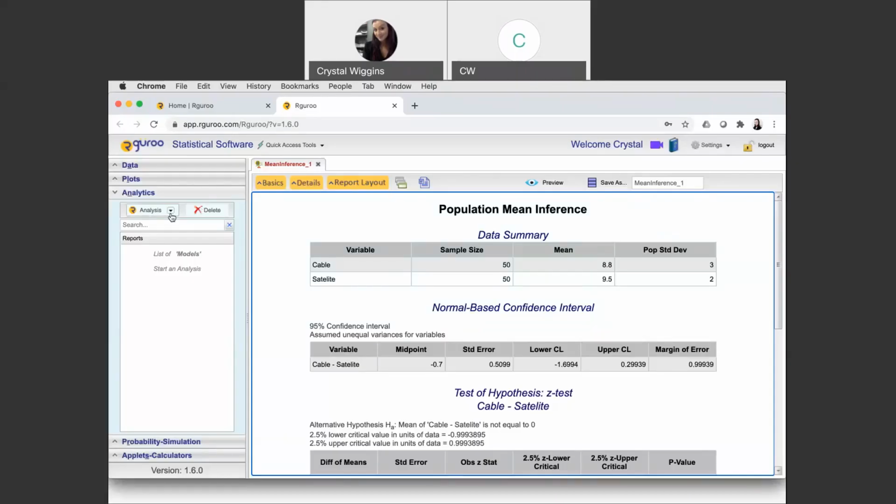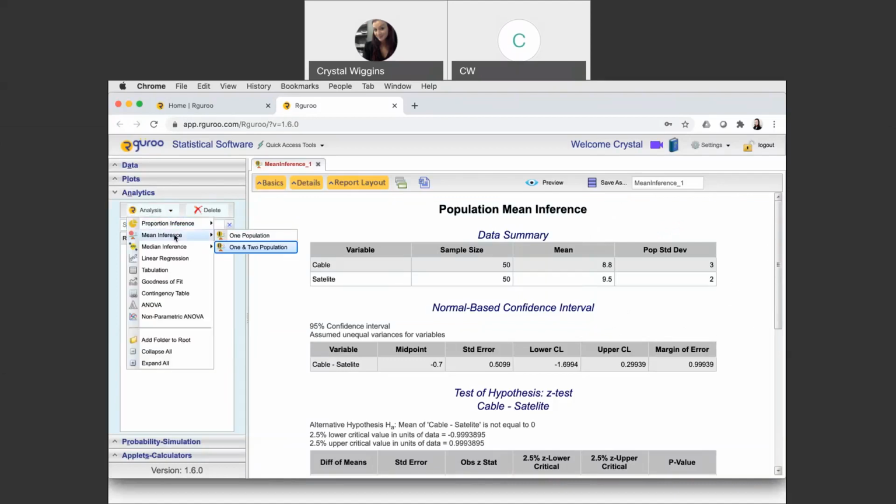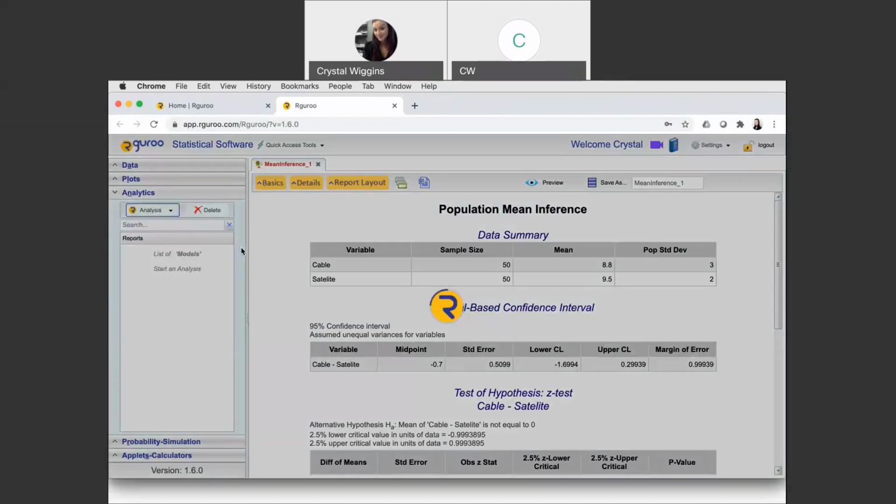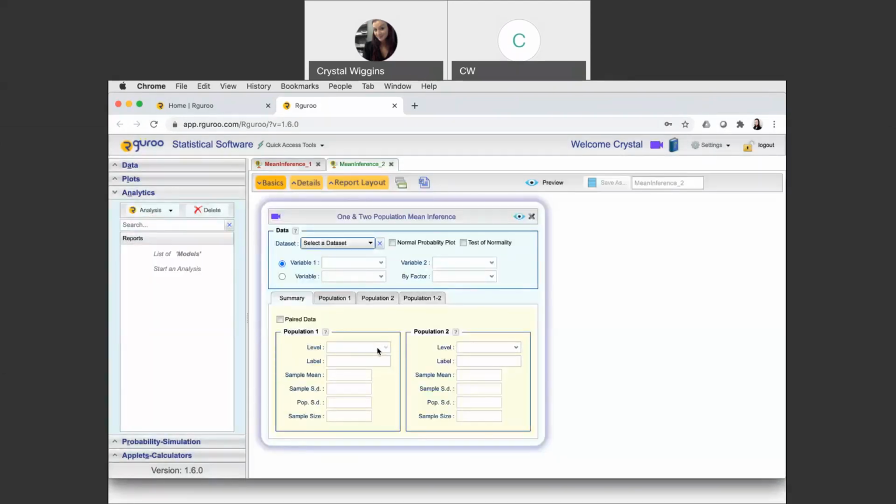Okay, so I'm going to come back here to Analytics, Analysis, Mean Inference, two populations. Now I'm going to label my population 1 the girls and the population 2 the boys to keep consistent with the PowerPoint. The average time it took the girls to read the passage was 11 minutes. Average time it took the boys was 10 minutes. Population standard deviation for girls was 2, and it was 3 for the boys, and both of them had a sample size of 40 kids.